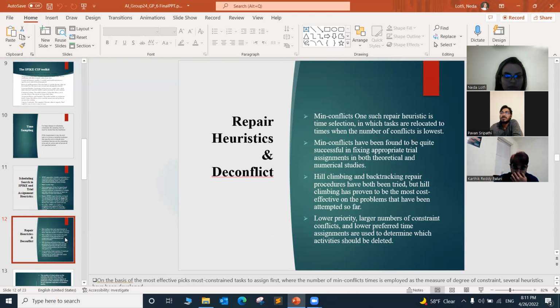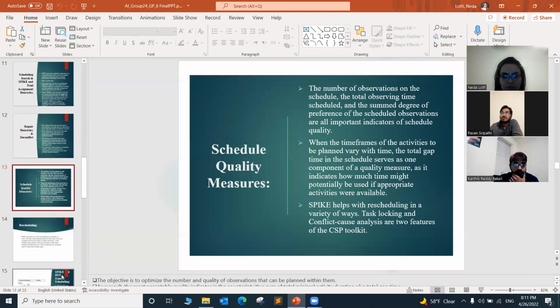And the next slide deals with the schedule quality measures. The number of observations on the schedule, as well as the total observation time and some degree of the preferences, are important indicators of the schedule quality. And the total gap time in the schedule serves as one component of the quality measures, indicating how much time could potentially be used if the appropriate activities are available. Spike helps in rescheduling in a variety of ways, in which task locking and conflict cause analysis are the two important features of the CSP toolkit.